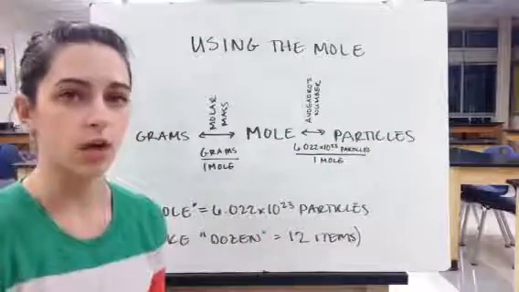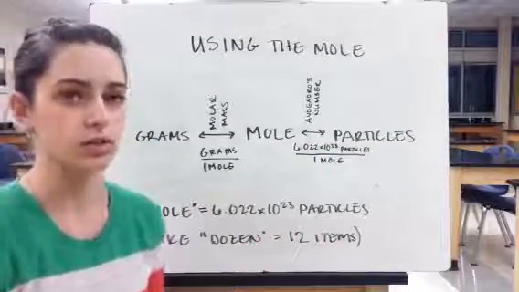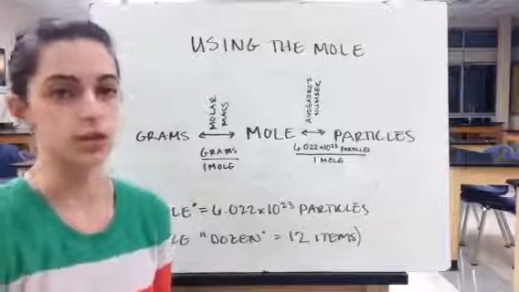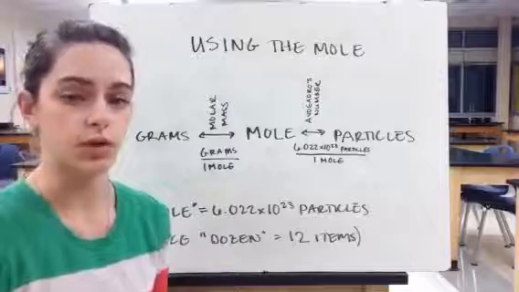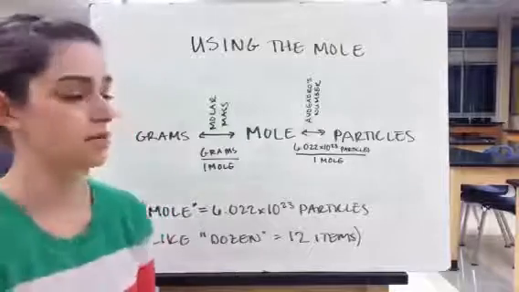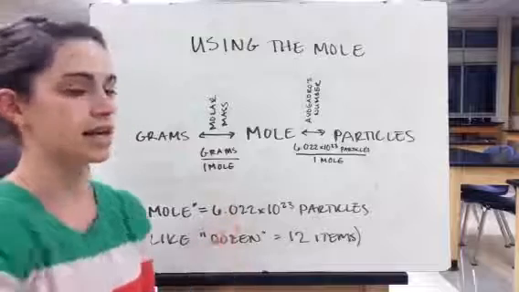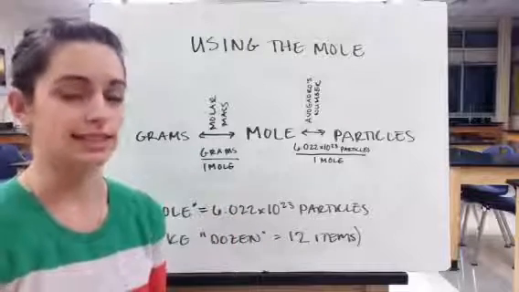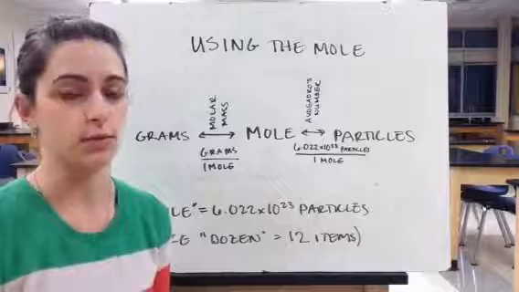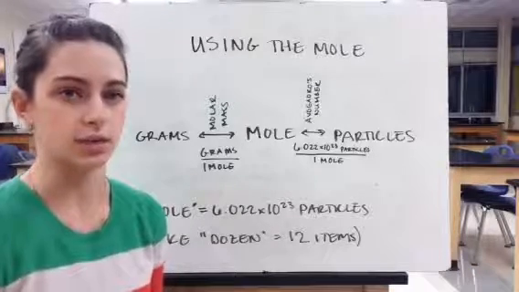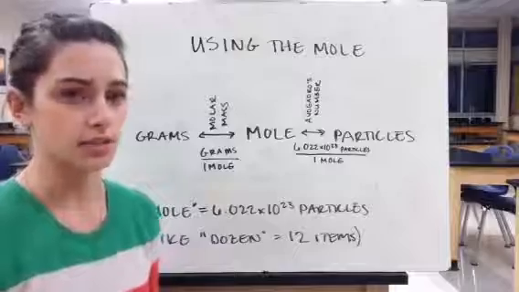So just a reminder, a mole is a word that we use like we use the word dozen. When we say we have a dozen of something, a dozen donuts, we know that we have 12 donuts. If we were to say we had a mole of donuts, we would have 6.022 times 10 to the 23rd donuts. It doesn't matter what the substance is. If you have a mole of it, you always have 6.022 times 10 to the 23rd of those items.